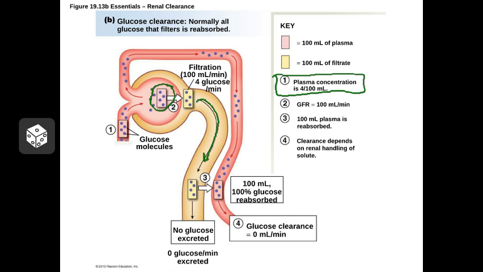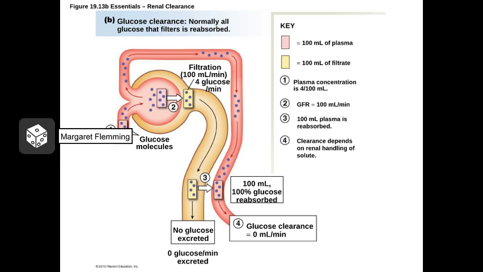That solution passes through the tubule, and we know that all glucose under healthy circumstances is reabsorbed. This box is not empty. It's not even partly empty. And so we say that the clearance of glucose is 0 milliliters per minute. No glucose is excreted.